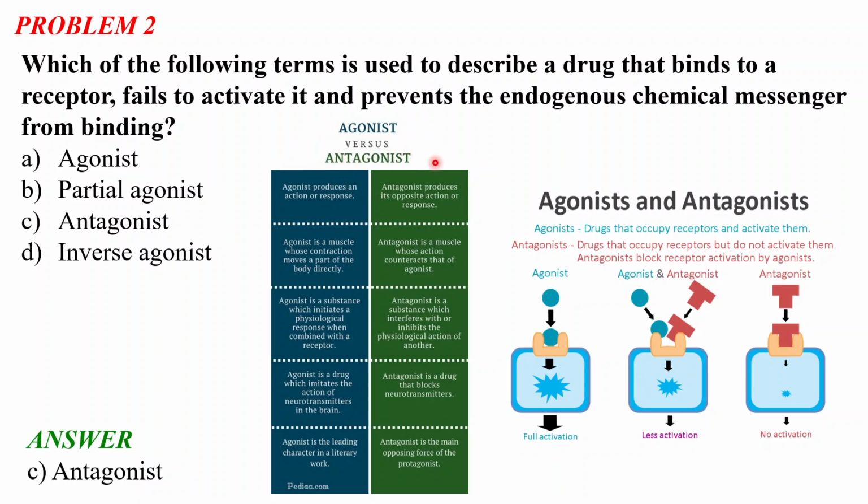So, there is an agonist versus antagonist chart here. The agonist produces an action or response, and the antagonist produces an opposite action or response. Agonist is a muscle whose contraction moves a part of the body directly, but the antagonist is the muscle whose action counteracts that of the agonist. Agonist is a substance which initiates a physiological response when combined with a receptor, and antagonist is a substance that interferes with or inhibits the physiological action of another. Agonist is a drug which mediates the action of a neurotransmitter in the brain, and antagonist is a drug that blocks the neurotransmitter. Agonist is the leading character of a literary work, and antagonist is the main opposing force of the protagonist.